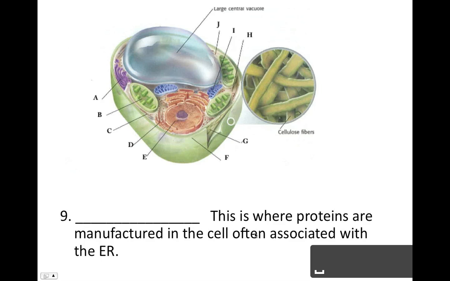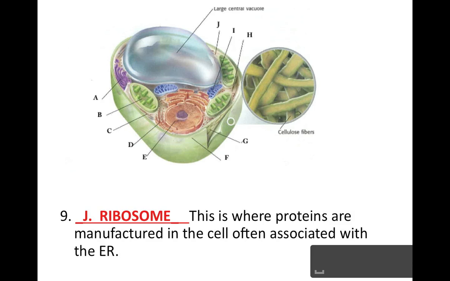Number 9, this is where proteins are manufactured in the cell, often associated with the ER. Remember, the ER stands for endoplasmic reticulum. This is a toughie in terms of finding it on the diagram. And of course, this would be the ribosomes. The ribosomes are those little dotty things. There's a ribosome, and they're often associated with this endoplasmic reticulum.